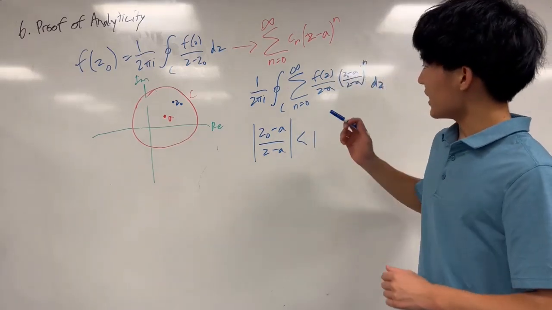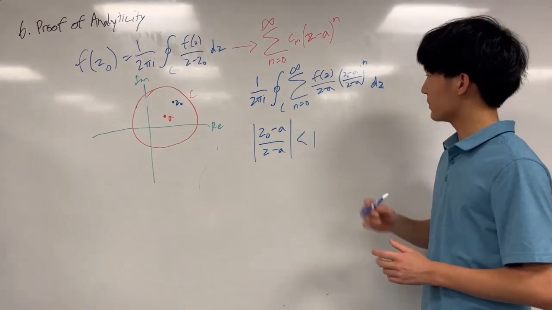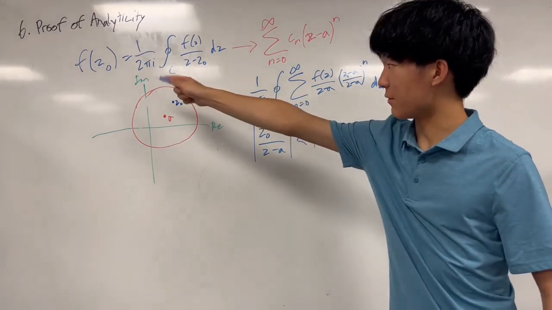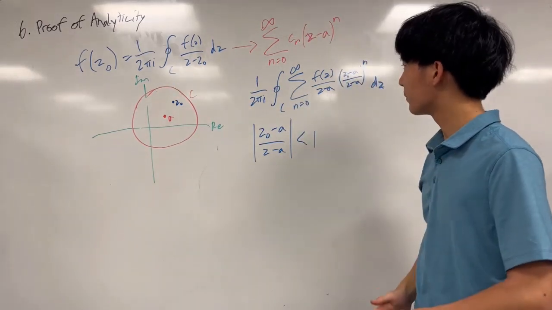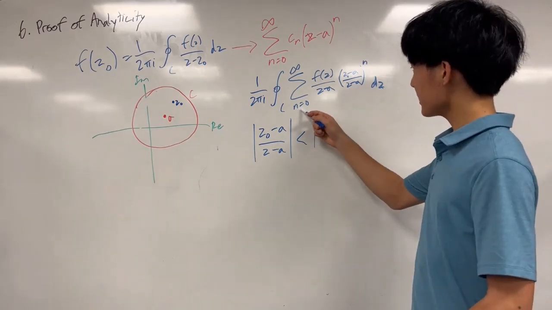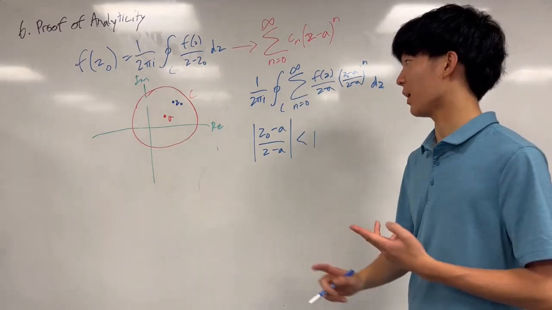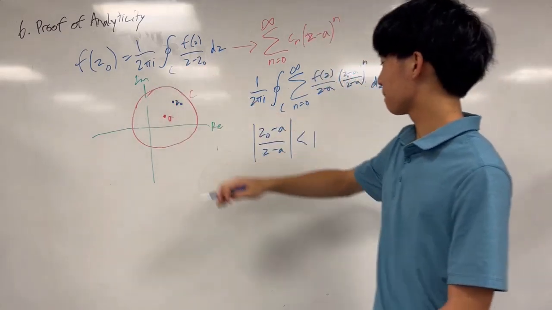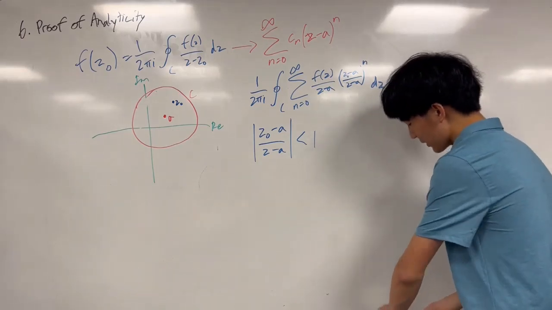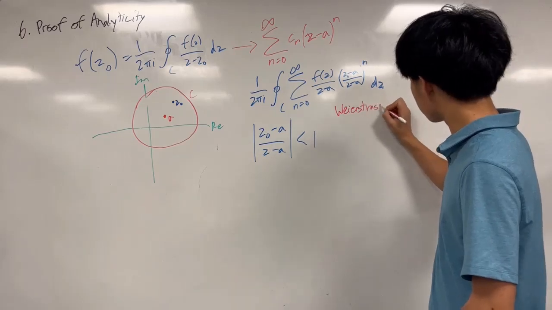So if we were just able to swap this sum and integral, we would be able to rewrite f of z sub 0 in this form. So how do we do that? First, we need to prove that this infinite sum converges absolutely and uniformly over this region. So what we'll use for that is a convergence test called the Weierstrass M-test.